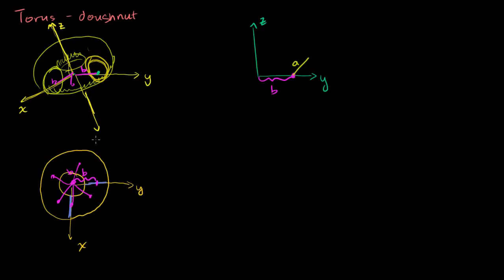So these circles have radius of length a. This distance right here is a. This distance right here is a. This distance right there is a. That distance right there is a. These circles have radius a.